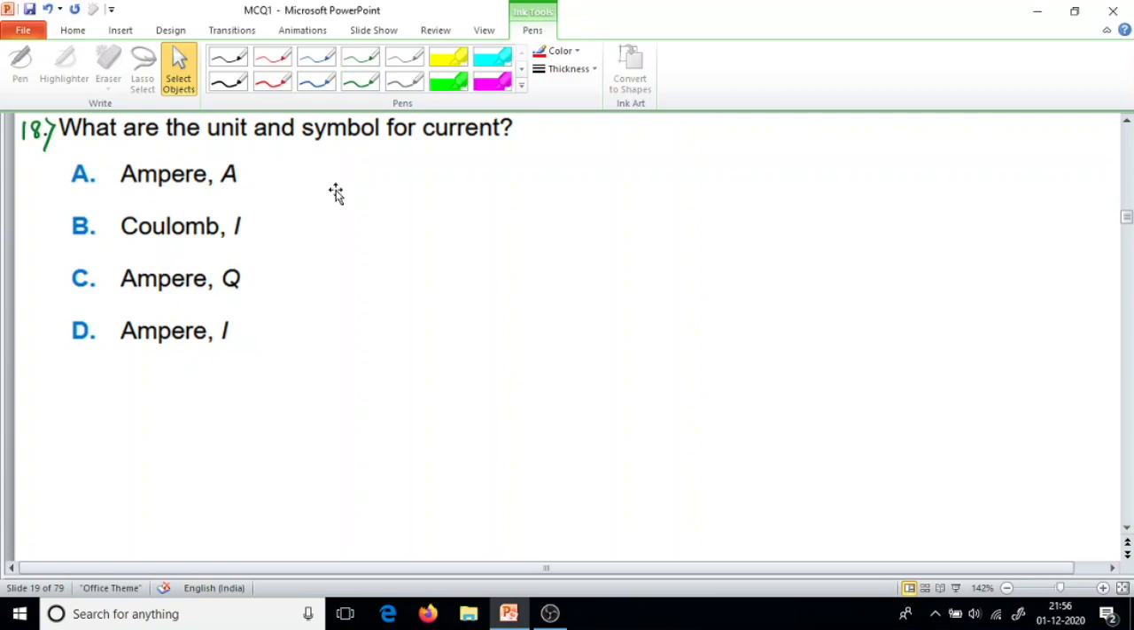Question number 18. What are the unit and symbol for current? Very simple question. The unit for current is ampere. No, this is not the correct answer. This is the correct answer because the unit is ampere, but we use I to represent current. That is the symbol.